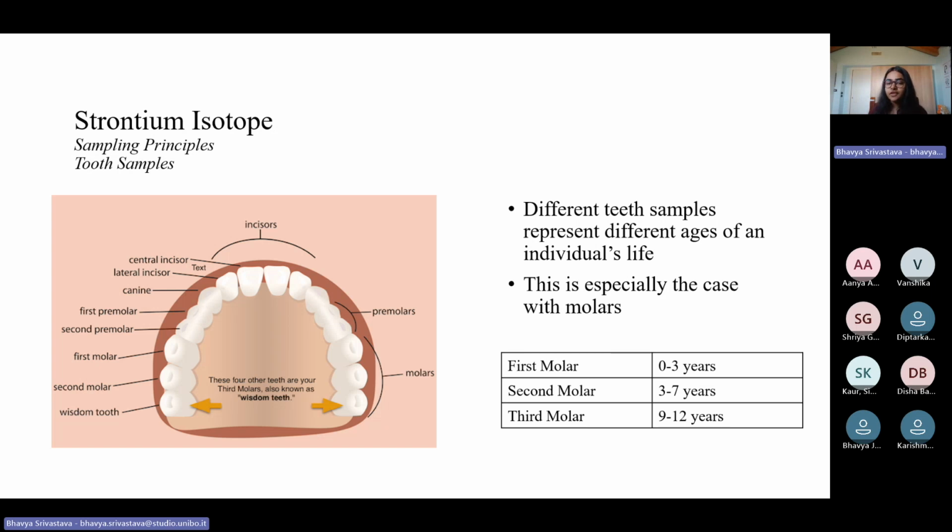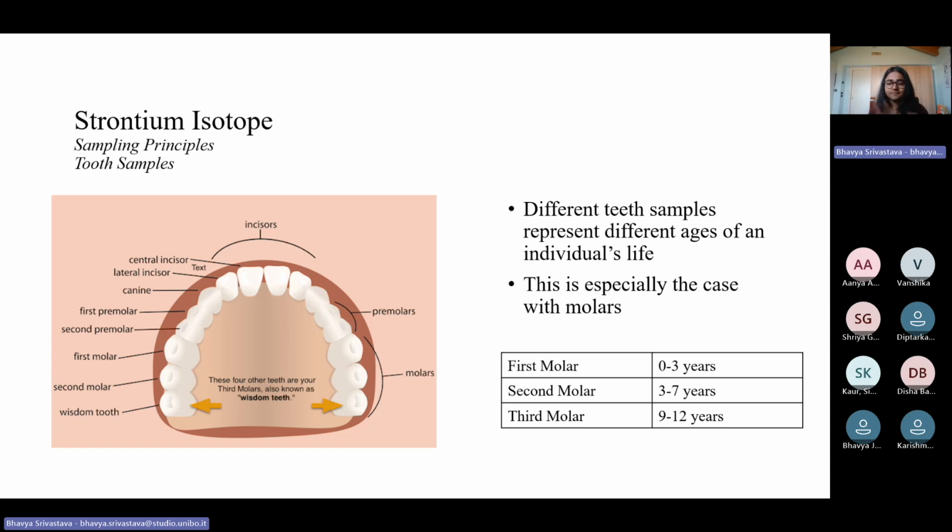So, your first molar, second molar, and third molar, if I extract it from a skeleton, let's say, the first molar will tell us about the diet of an organism, from where the person was consuming food for the first 3 years of their life. Then the second molar tells us about where they would have lived from 3 to 7 years of their life, and the third molar can tell us about 9 to 12 years of where they spent their life. So the differences in the ages of the formation of the teeth tell us about the differences in where a person would have lived in their life.